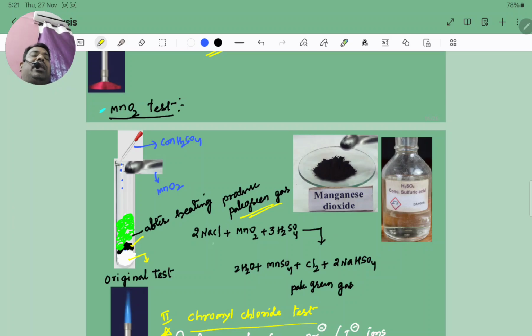Now look at, student, the reaction of this chloride. Sodium chloride reacts with the manganese dioxide in presence of acid. So it will produce MnSO4 and it will give a pale green color gas, the liberation of chlorine, right? Reactions are most important, student. Just revise the reactions, easy reactions only. This is the concentrated H2SO4. Add concentrated H2SO4, drop by drop, right?